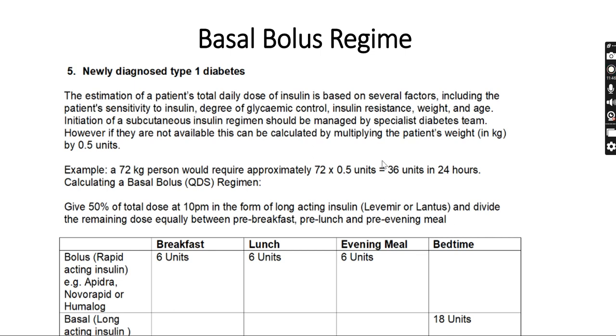By dividing this 36 units into half, we get 18 units given as the basal, as glargine or Humulin I, 18 units at bedtime. Another half of the total insulin requirement, 18 units, we equally divide into 3. 6 multiplied by 3 times, 6, 12, 18. These boluses are to be given pre-meal as Actrapid or Novorapid. This is the basal bolus regime we use mainly in type 1 diabetes.